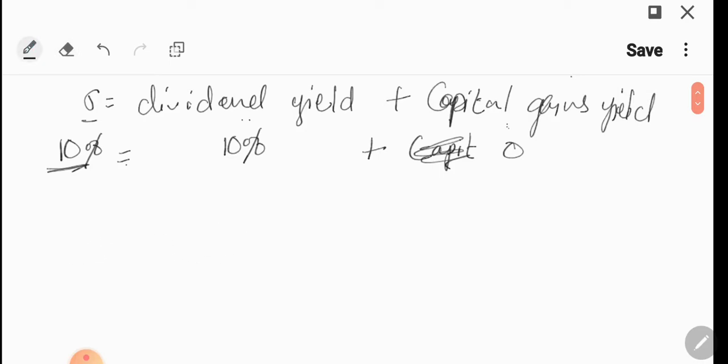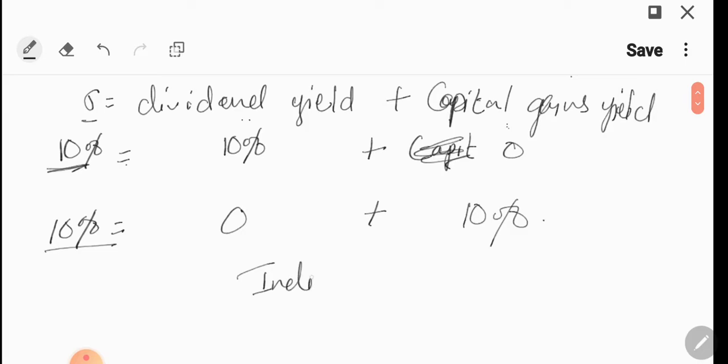Okay, so in the same way, the requirement is still 10%, but now instead of giving the dividend yield, you're reinvesting the whole amount back and giving the return in the form of capital gain. Still, the investor is getting a 10% return, so the investor will still be satisfied. So this is basically what the theory is saying, that your investor will be indifferent on whether the return is coming in the form of dividend or capital gain, as long as you are giving them their required rate of return.